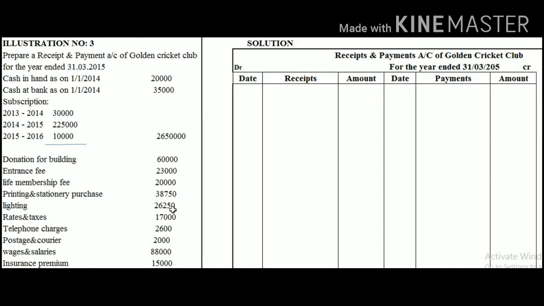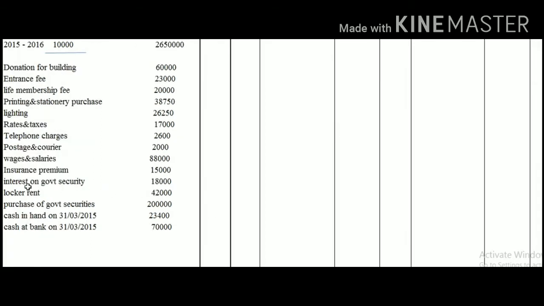The next items are donation for building 60,000, entrance fee 23,000, life membership fee 20,000, printing and stationery 38,750, lighting 26,250, rates and taxes 17,000, telephone charges 2,600, postage and courier 2,000, wages and salaries 88,000, insurance premium 15,000, and next, interest on government security 18,000, locker rent 42,000, purchase of government security 2 lakh, and closing balance of cash in hand on 31st March 2015 is 23,400 and cash at bank on 31st March 2015 is 17,000.